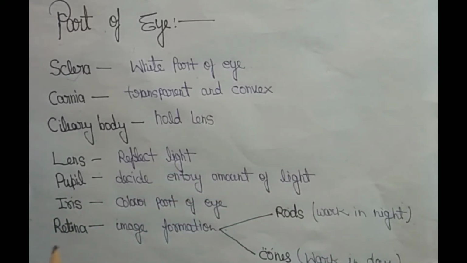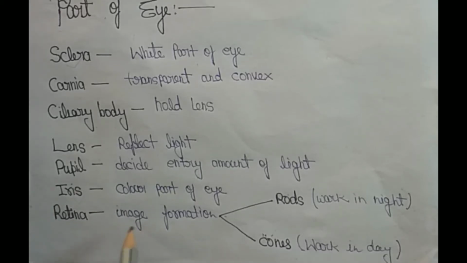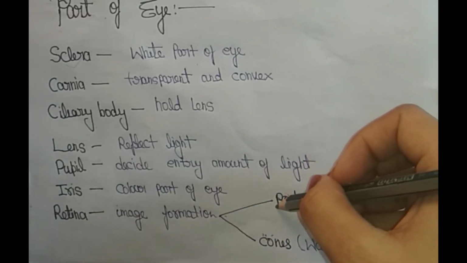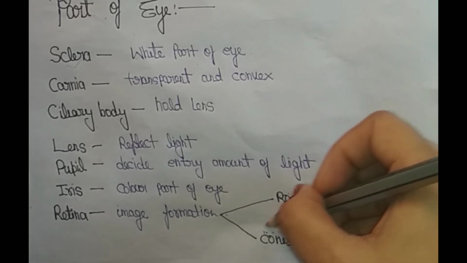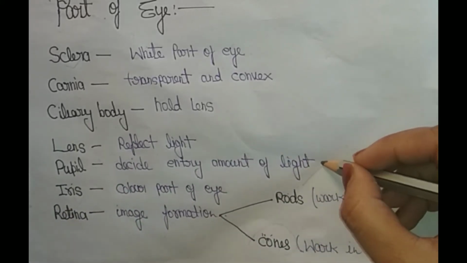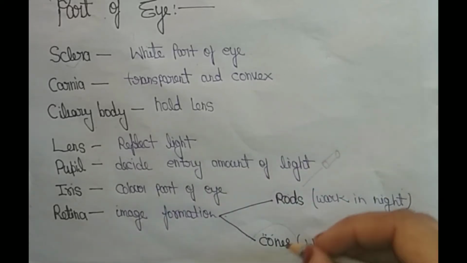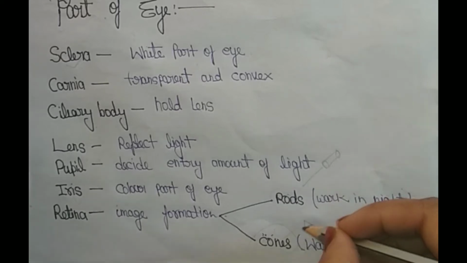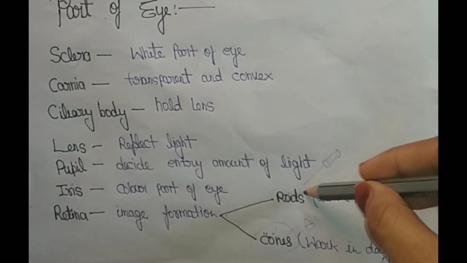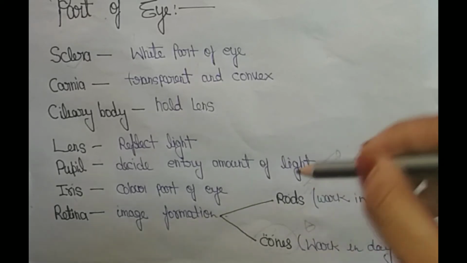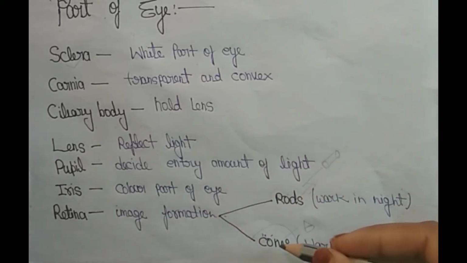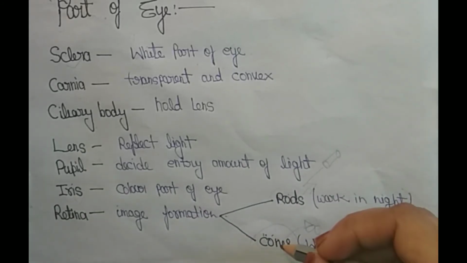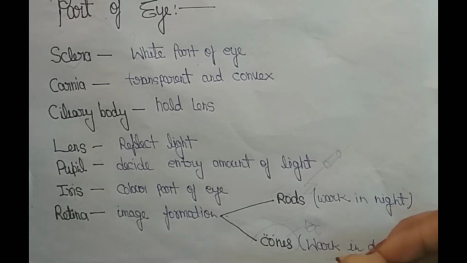And finally, the last part of the eye is the retina. The retina is the image formation part, due to two types of cells present in it: first rods and second cones. As the name suggests, a rod is a rod-shaped structure and a cone is a cone-shaped structure. Rods work at night time because they cannot define color. Cones define color and work in daytime, so they visualize things in any color, but rods cannot define any color. So now we can discuss our image.